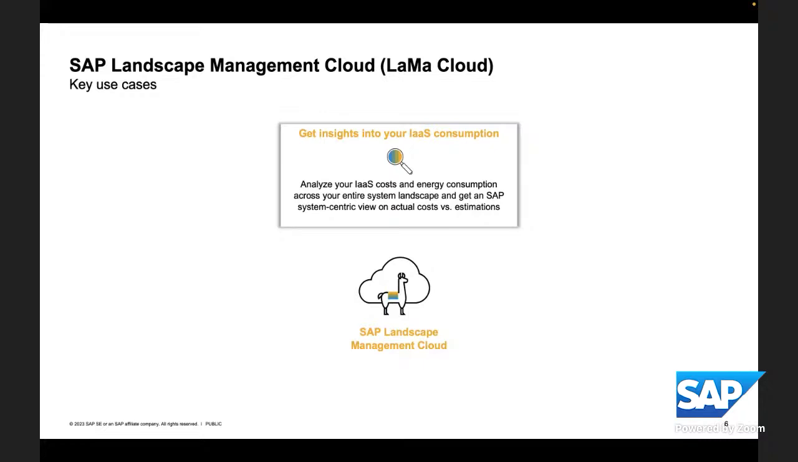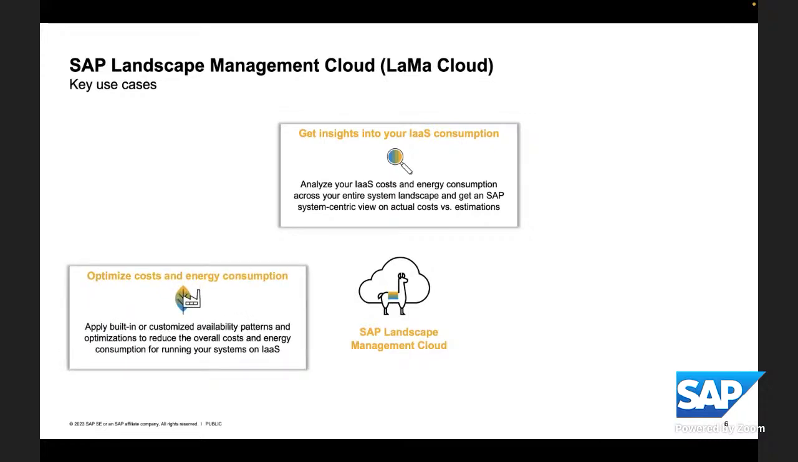And that's the next step that customers want to do: after they have analyzed the cost and energy consumption of their SAP landscape, the next thing they want to do is optimize. And for that, we give inbuilt availability patterns. There is the possibility to use out-of-the-box standard availability patterns that you can apply on your landscape, on your system groups, to optimize your cost. And you can also create your own availability patterns. Once you have some insights from the analysis, you can think about how to best optimize the running costs of your landscapes.